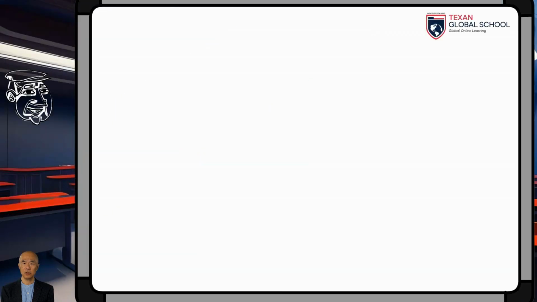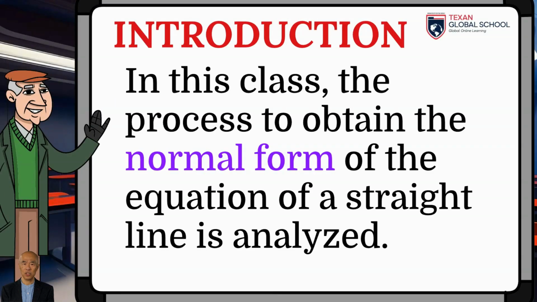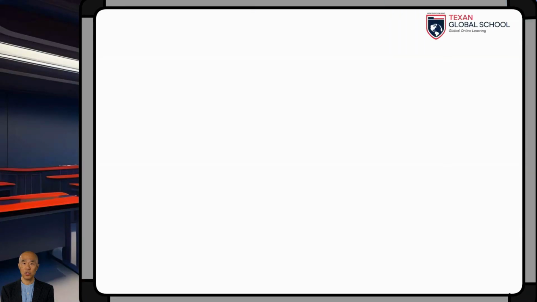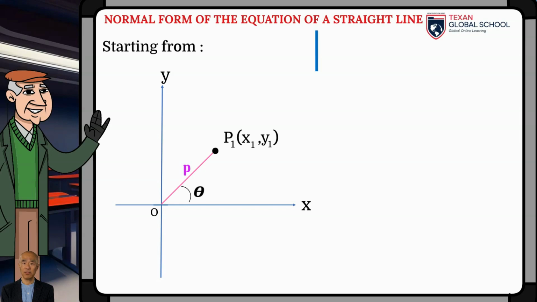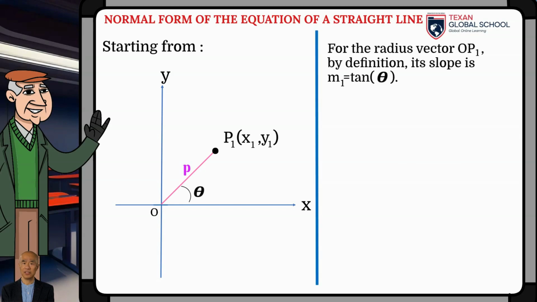In this class, the normal form of the equation of a straight line is analyzed, starting from a segment OP1 of length p, and with one of its ends at the origin O. We can see that a positive theta angle, less than 360 degrees, is formed, generated by the radius vector OP1. And by definition, its slope is defined as m1 equal to the tangent of theta.